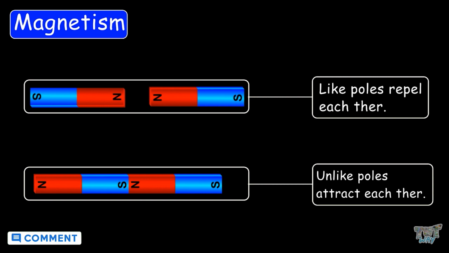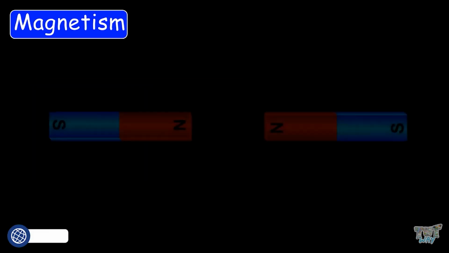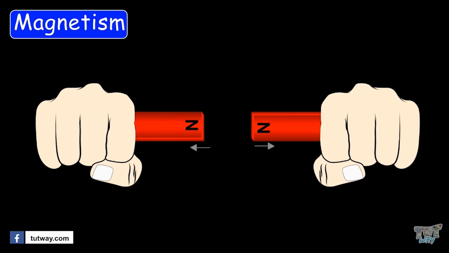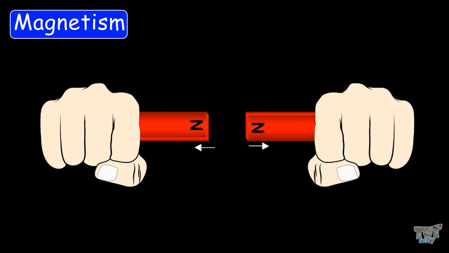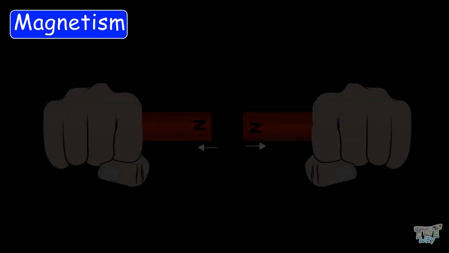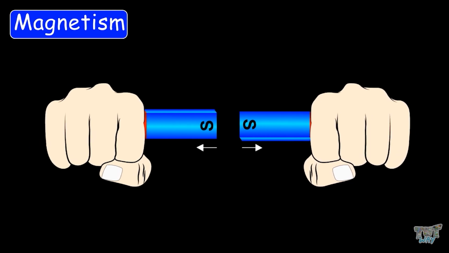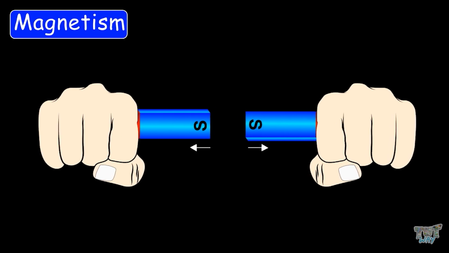Let us perform an experiment to see what happens when you bring two magnets close to each other. Take two bar magnets and hold them in your hands with their like poles facing each other. Try to bring the North Pole of one bar magnet near the North Pole of the other. You will experience a repulsive force. And then try to bring the South Pole of one bar magnet near the South Pole of the other bar magnet. Again, you will experience a repulsive force.